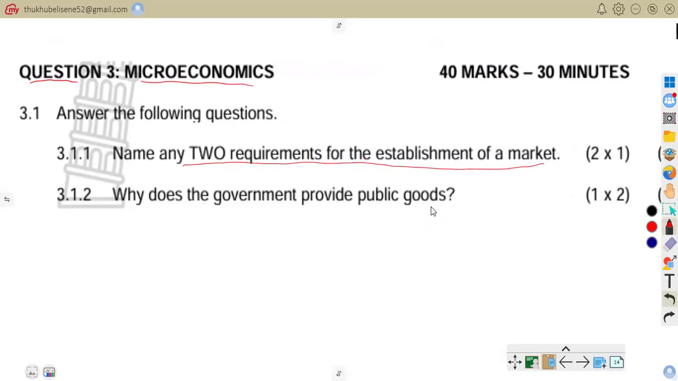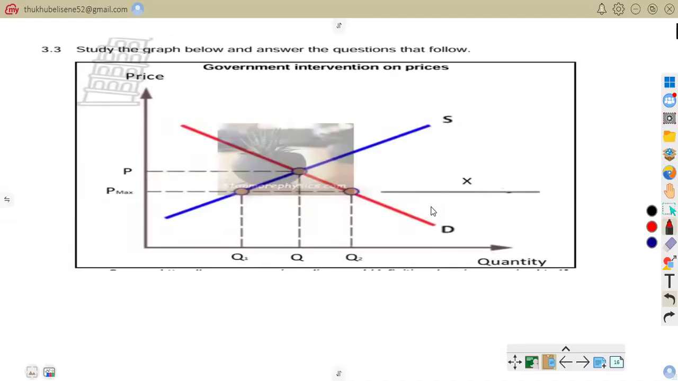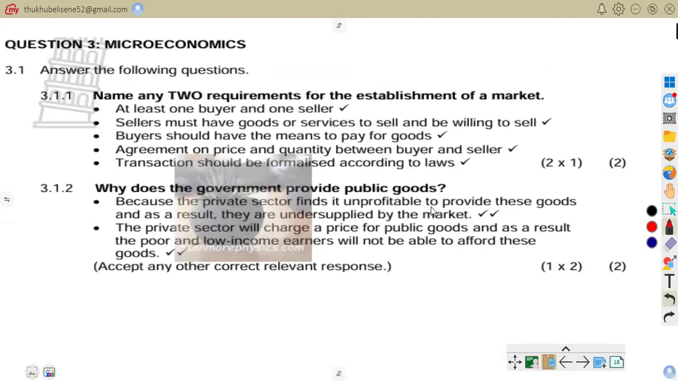Name any 2 requirements of establishment of market. So let's quickly go to answers for 3.1. Here it is: name 2 requirements of the establishment of market. It says at least 1 buyer and 1 seller. That is that.